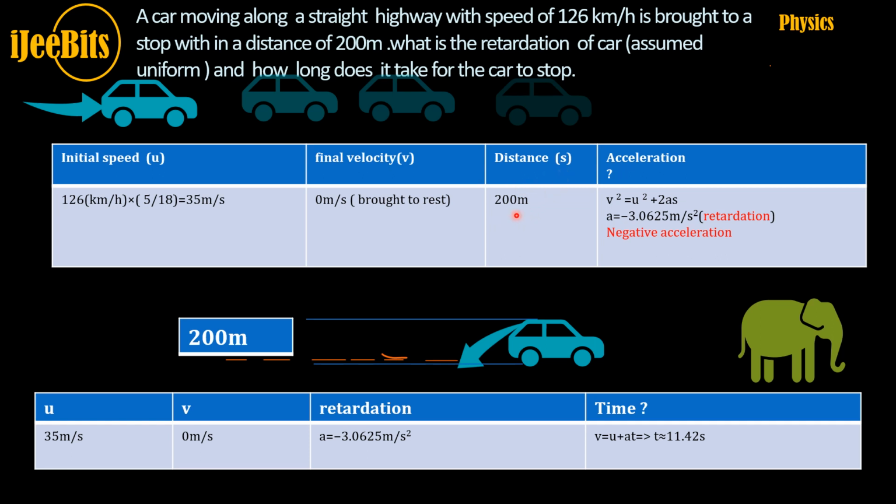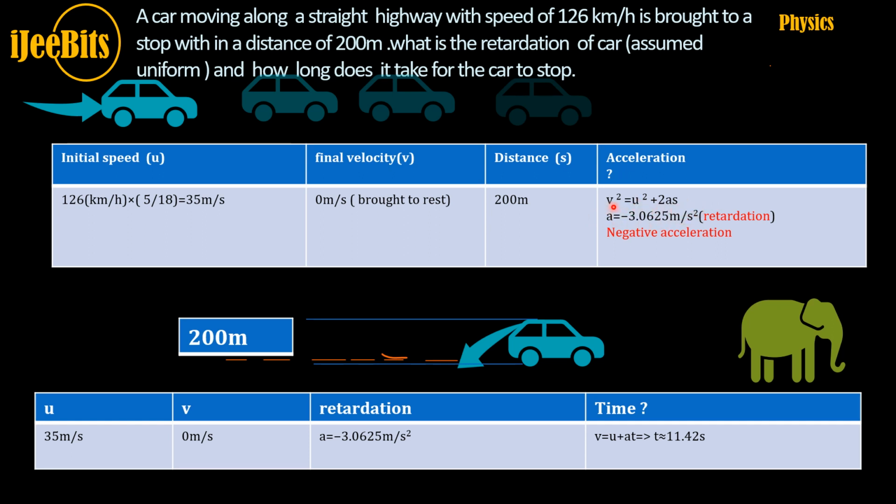The distance it traveled before it stopped is 200 meters. Now we need to know the acceleration or retardation. The formula we need to recall, because we don't have time here, is the one which has only these inputs and no time. So v square is equal to u square plus 2as.